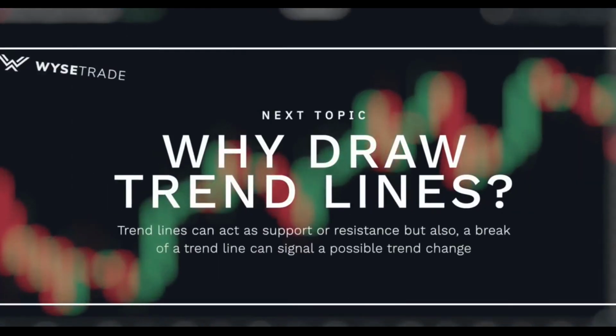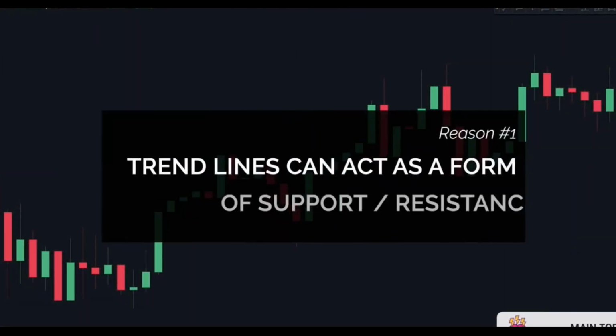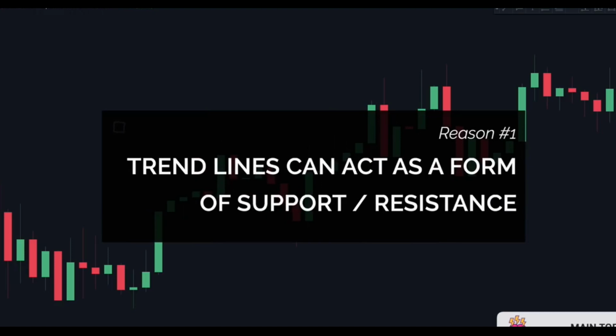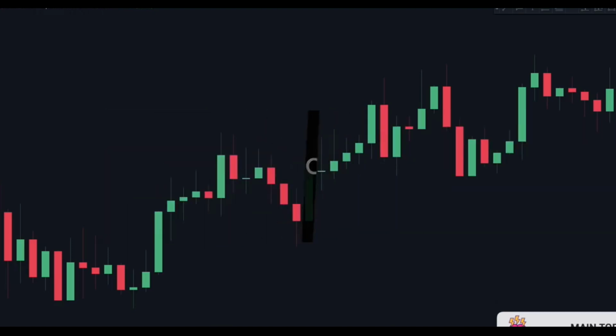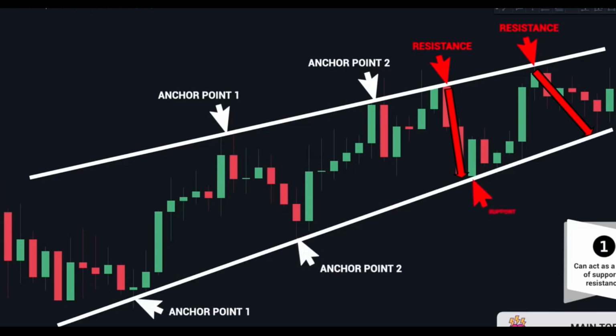So, why exactly do we draw trend lines? The first reason is because trend lines can act as a form of support or resistance. Along the top, the trend line acted as resistance when price touched it, and along the bottom, the trend line acted as support when price touched it.